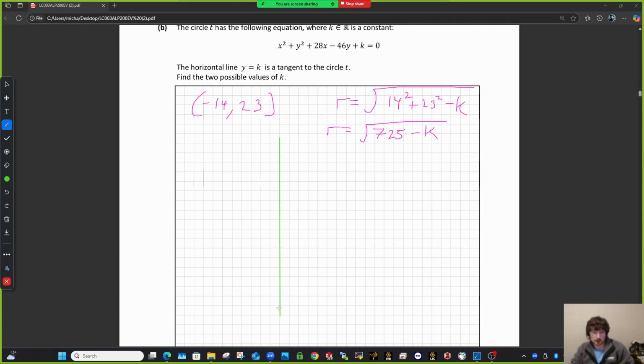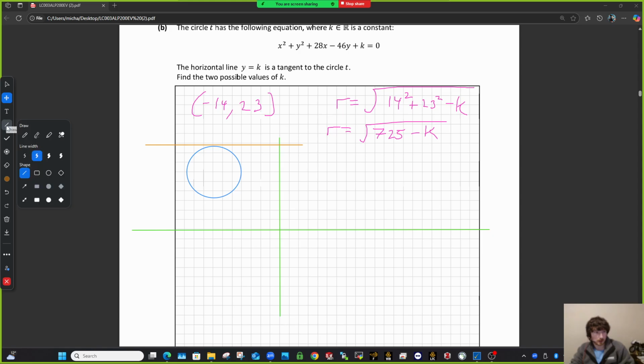You can do a reasonably representative sketch by putting the circle center in the quadrant where this center is. So that's the second quadrant. I'll draw some random circle here, like such. And then there are going to be two possible horizontal lines, and they look like this. There's one up there above the circle, and then there's one below here, like such.